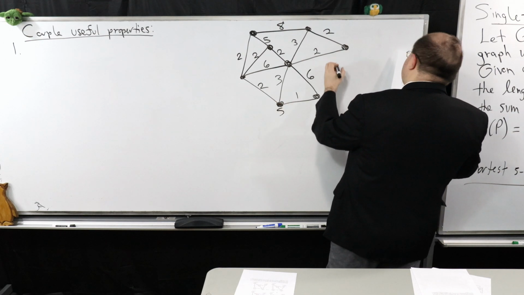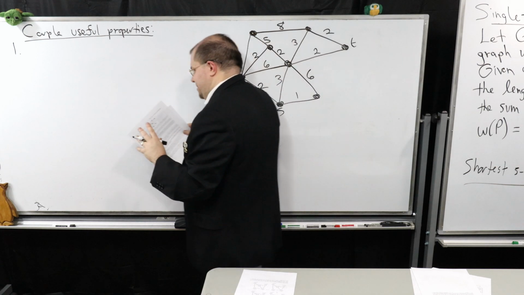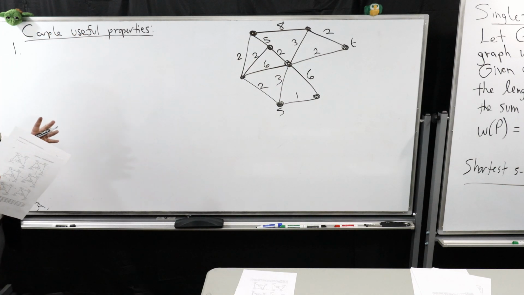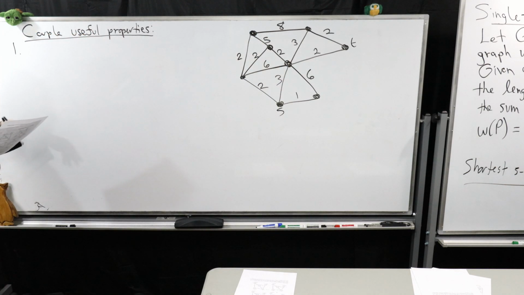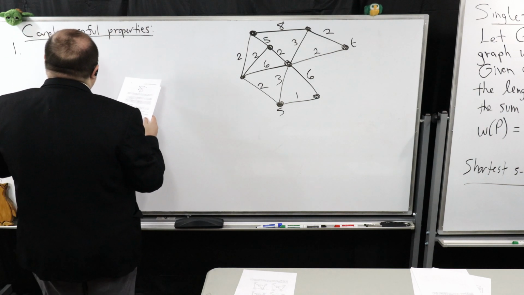And I'm going to make this vertex down here S, and this vertex over here T. I think I got all the edges. I think I've got them all. Okay. So I'm going to show you a couple neat properties that constitute shortest paths.